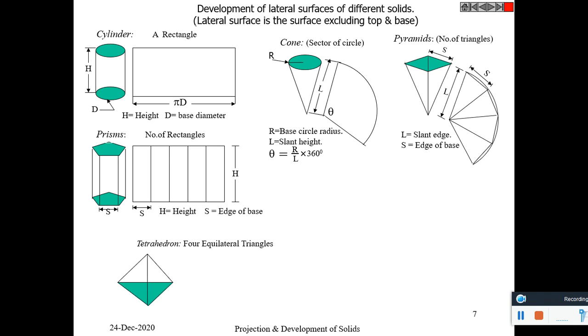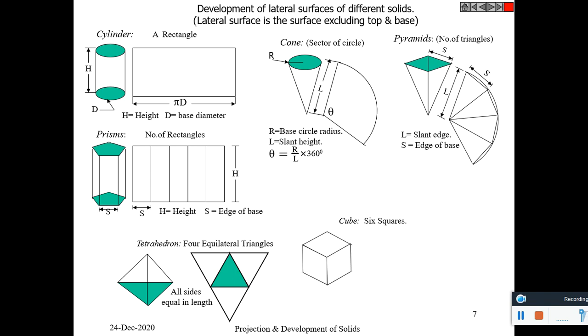Tetrahedron consists of 4 equilateral triangles, one at the base and 3 on the sides. The base and the 3 sides. We know a cube consists of 6 squares. This is the development of the lateral surfaces of a cube, but including top and base, this gives the development of a cube.